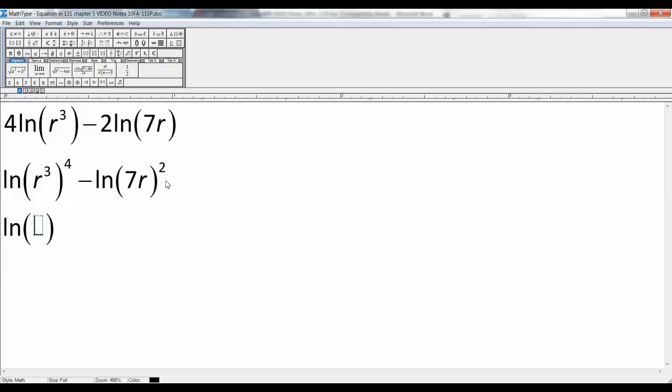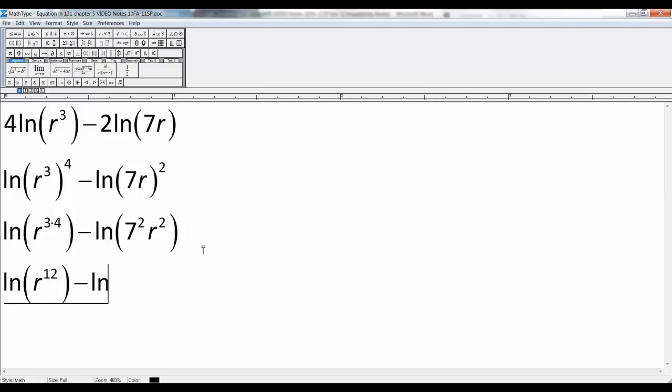Now remember your power rules from 4.1. This is to the 12 because you multiply, minus the ln, and then this is 7 squared r squared. And if you will, I'm going to do this 3 times 4. That way you guys can see it. So this is ln of r to the 12, like I just said, minus the ln of 49r squared.